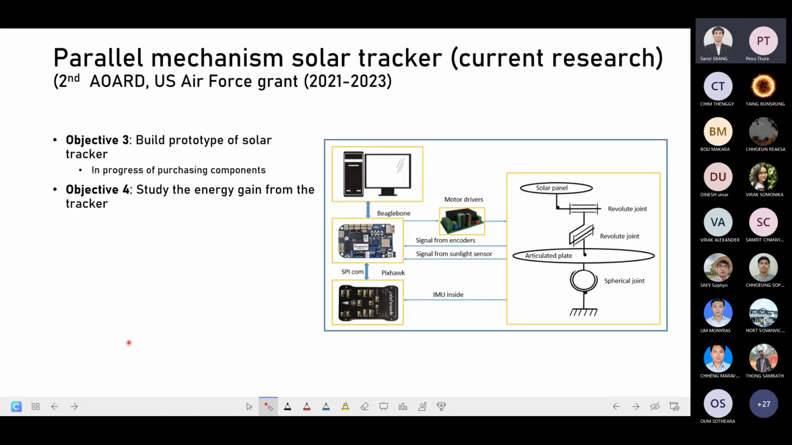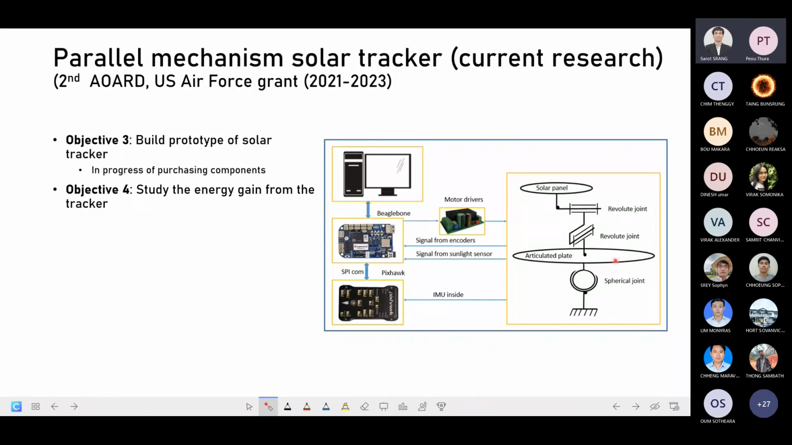And next, for the parallel mechanism solar tracker, we want to build a prototype which looks like this. So we have a plate, and then we have a solar tracker with 2 axes, 2 rotary axes, this one and this one. But for the design, we may use linear actuator or rotary actuator. It depends on the convenience of design and how we build it. And then use some microcontroller to control.